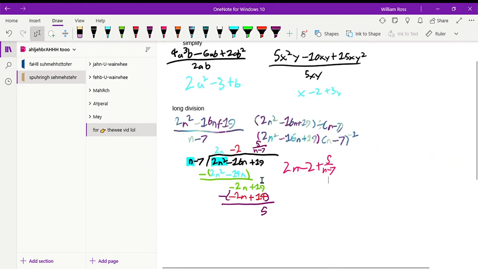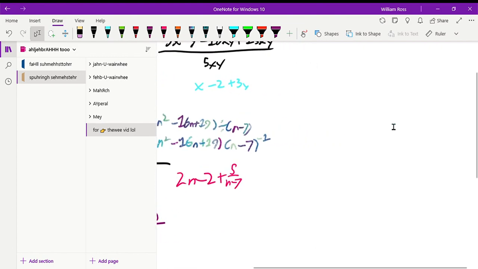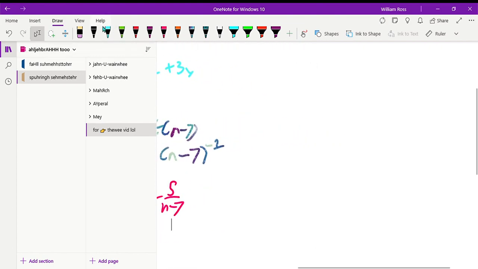Let's try another example. So let's see. Let's do a slightly harder one. Let's try. No, I don't want to do that. Let's see. Okay.